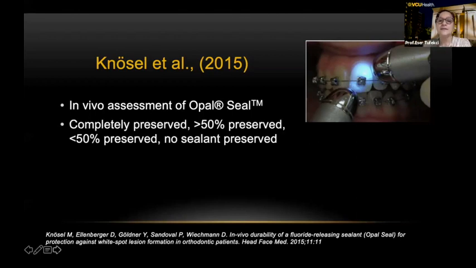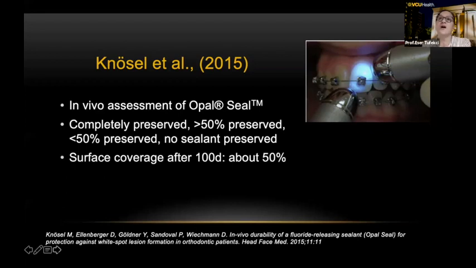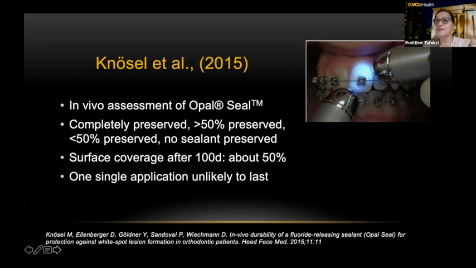So this is exactly what these authors did, and they did it in a similar way. They basically divided the tooth surface into quadrants, and they said completely preserved, more than 50% preserved, less than 50% preserved, or no sealant preserved. They reported that surface coverage after 100 days was about 50%, and they concluded one single application is unlikely to last. Therefore, the authors recommended reapplication every 3 months in order to have a protective effect of Opal Seal.